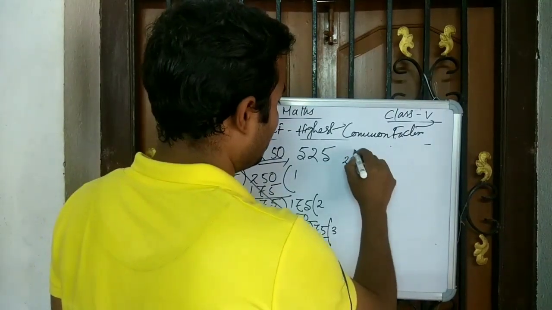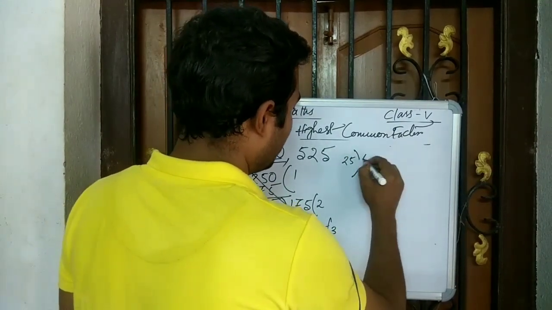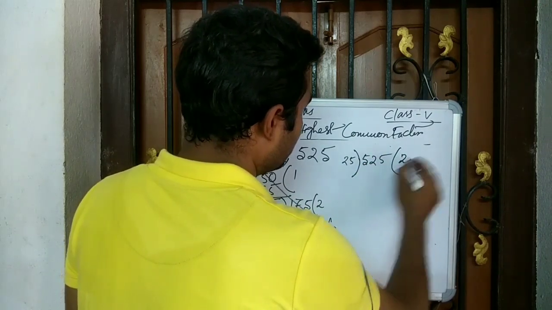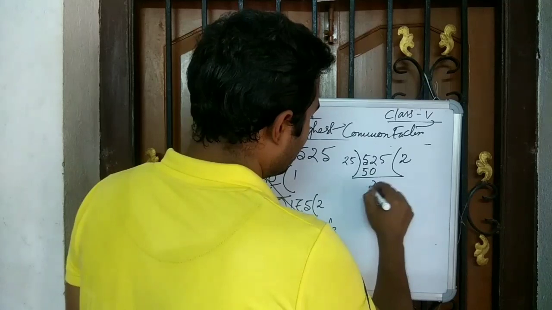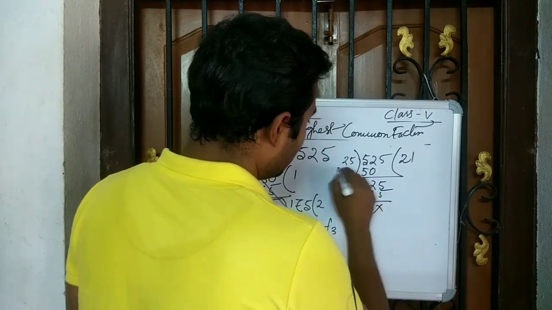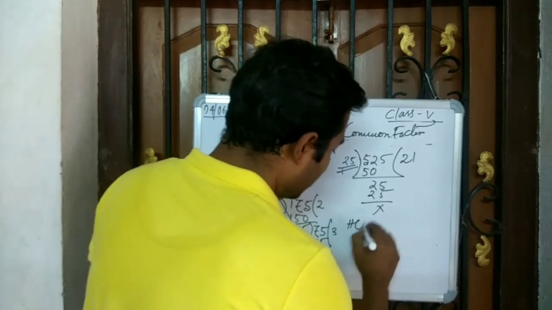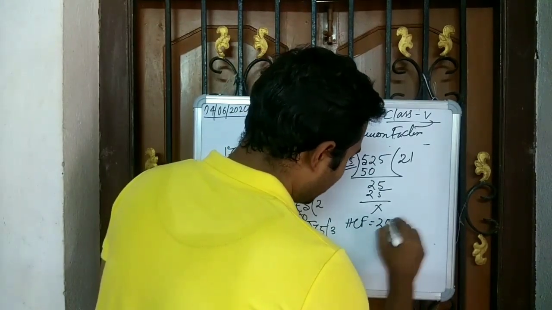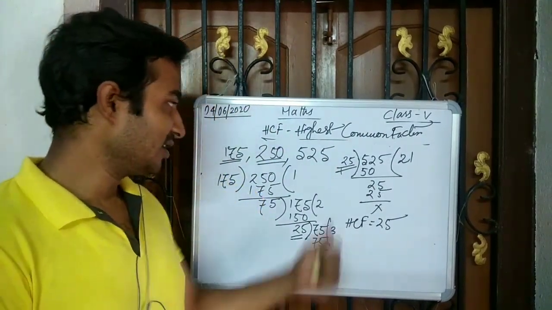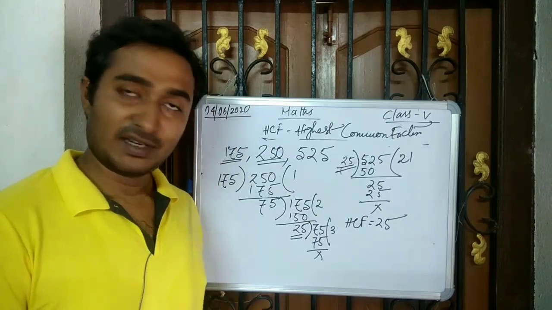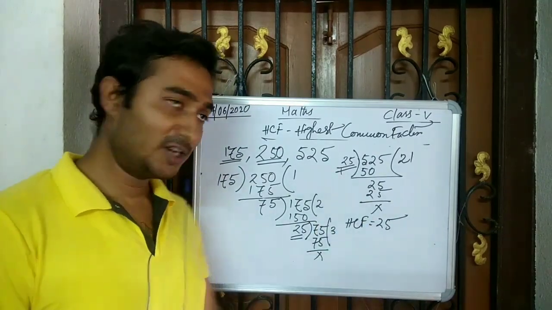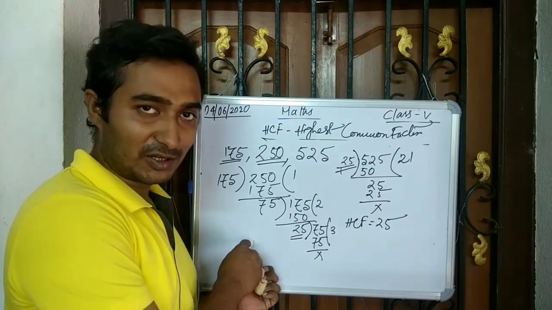With this divisor again we are going to divide this number. So by 25 we are going to divide 525. 25 2s are 50, 25 21s are 525. So this is our last divisor. So HCF is 25. Now you see which method is much easier to use: the listing factor method, prime factorization method, continuous division method, or my favorite, the long division.